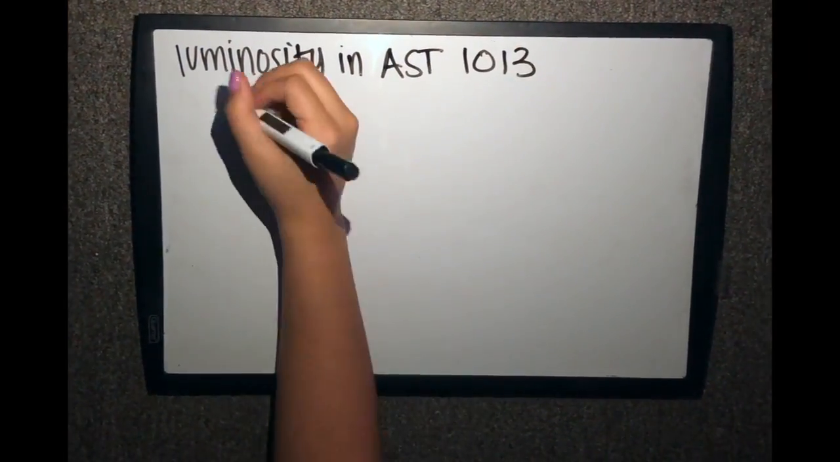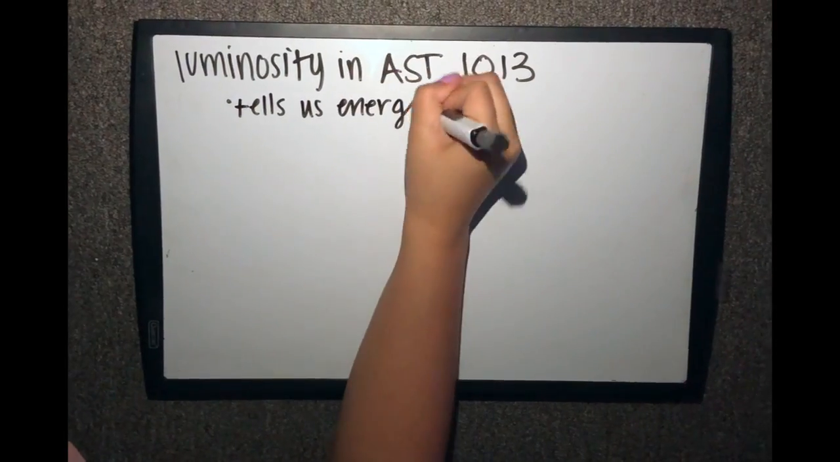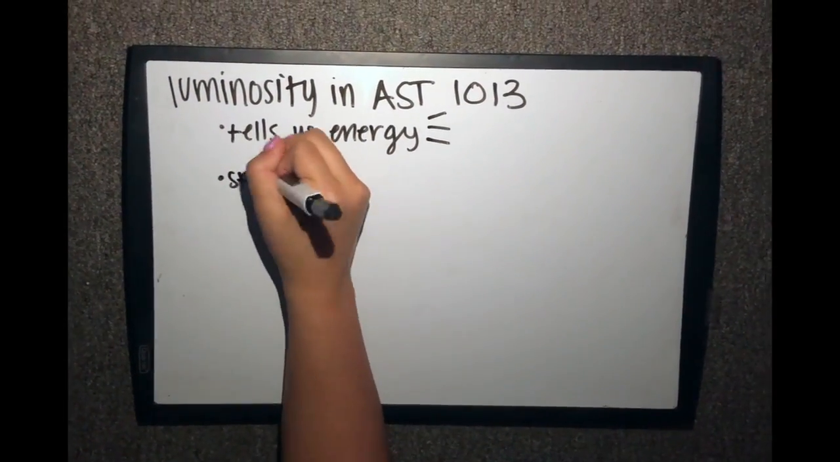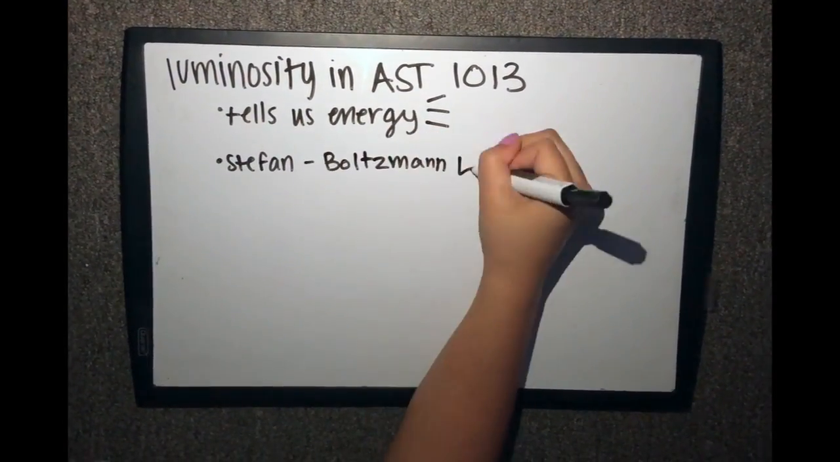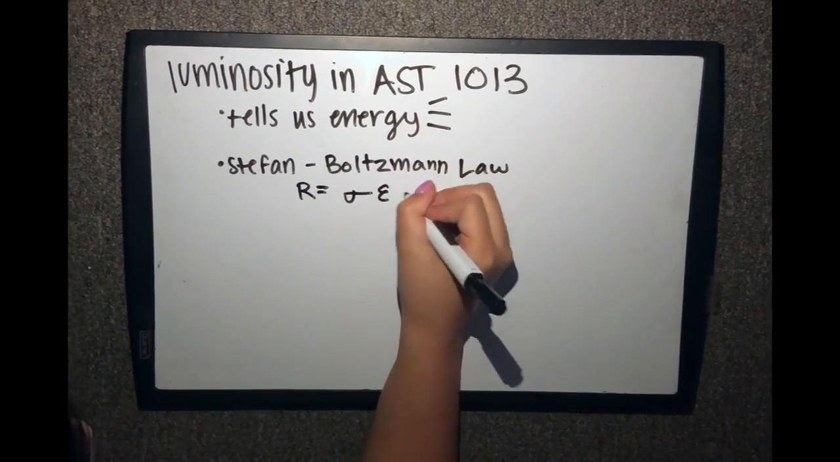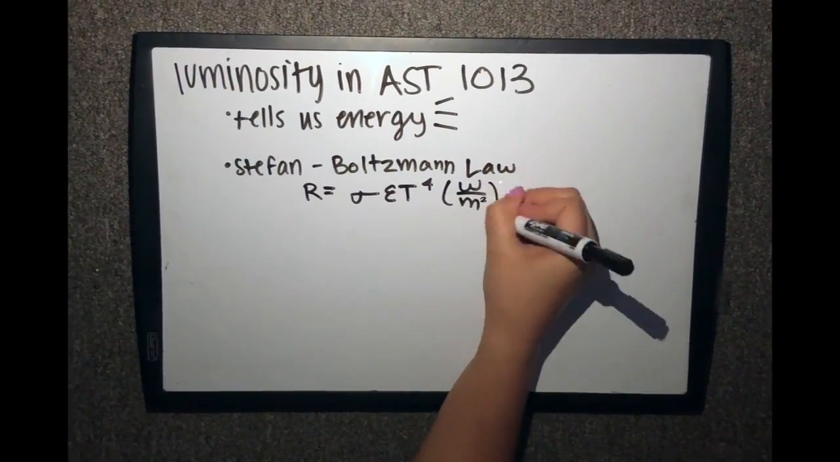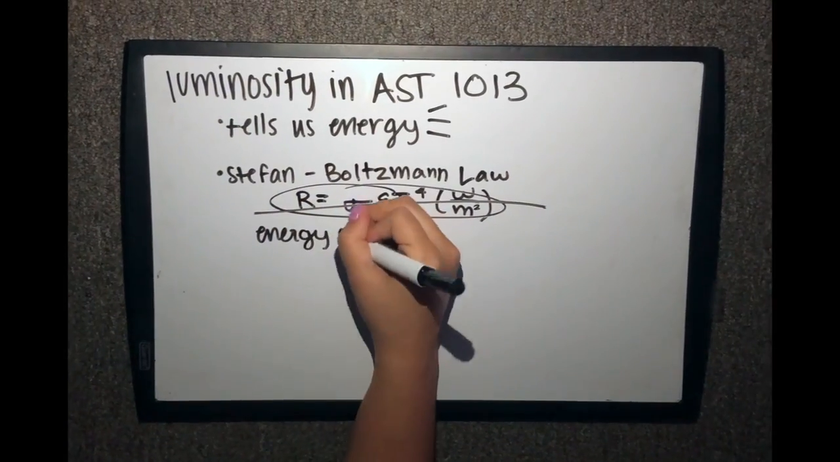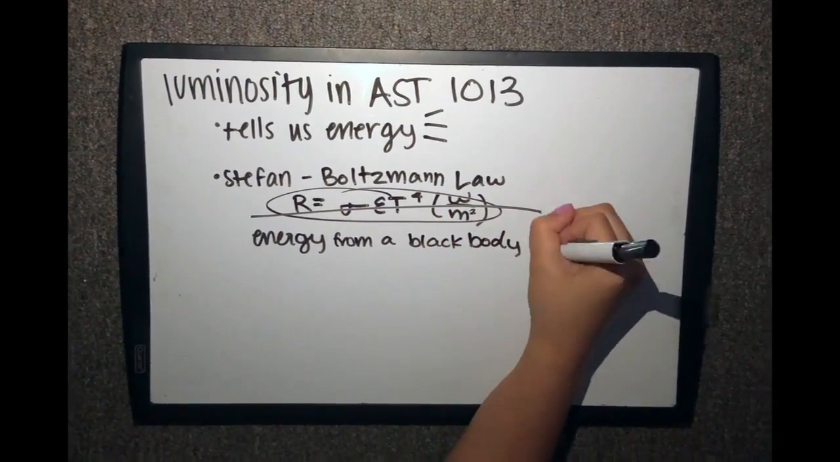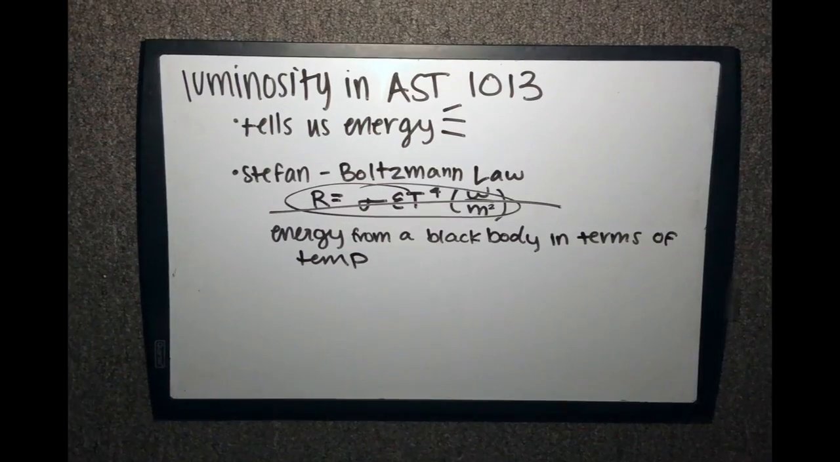Luminosity is very talked about in our Astronomy 1013 class. It tells us energy. It relates to the Stefan-Boltzmann law, which is a bunch of random letters that you probably never want to see. All this law basically says is that radiance is equal to energy from a black body in terms of temperature.